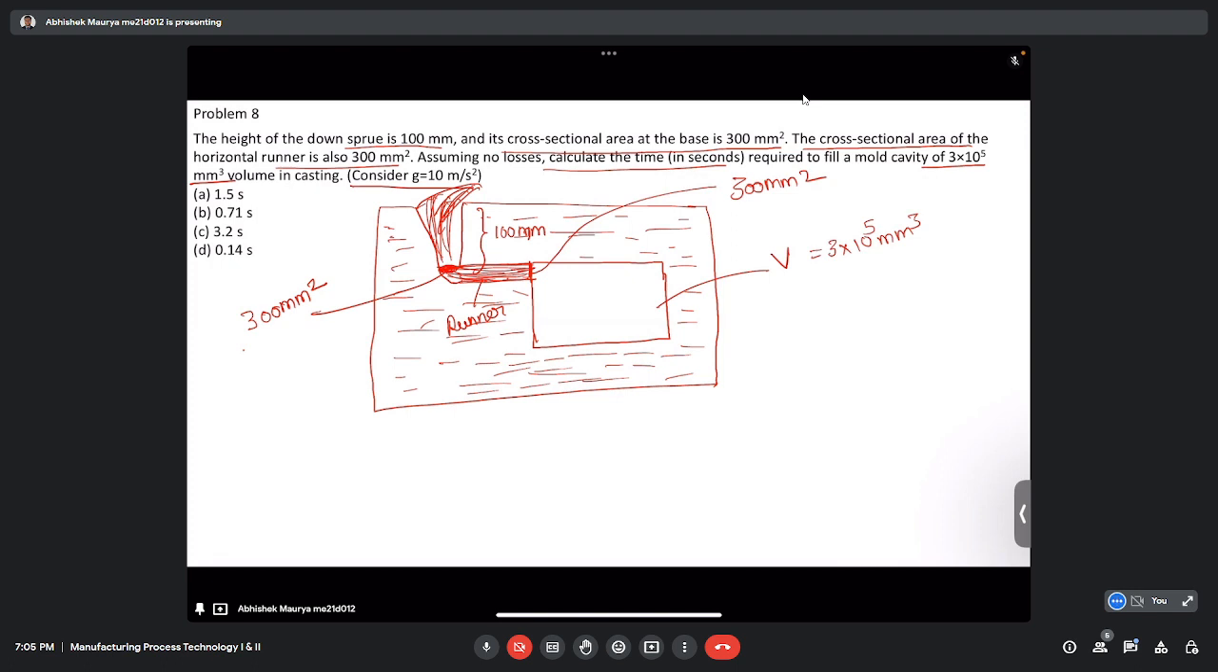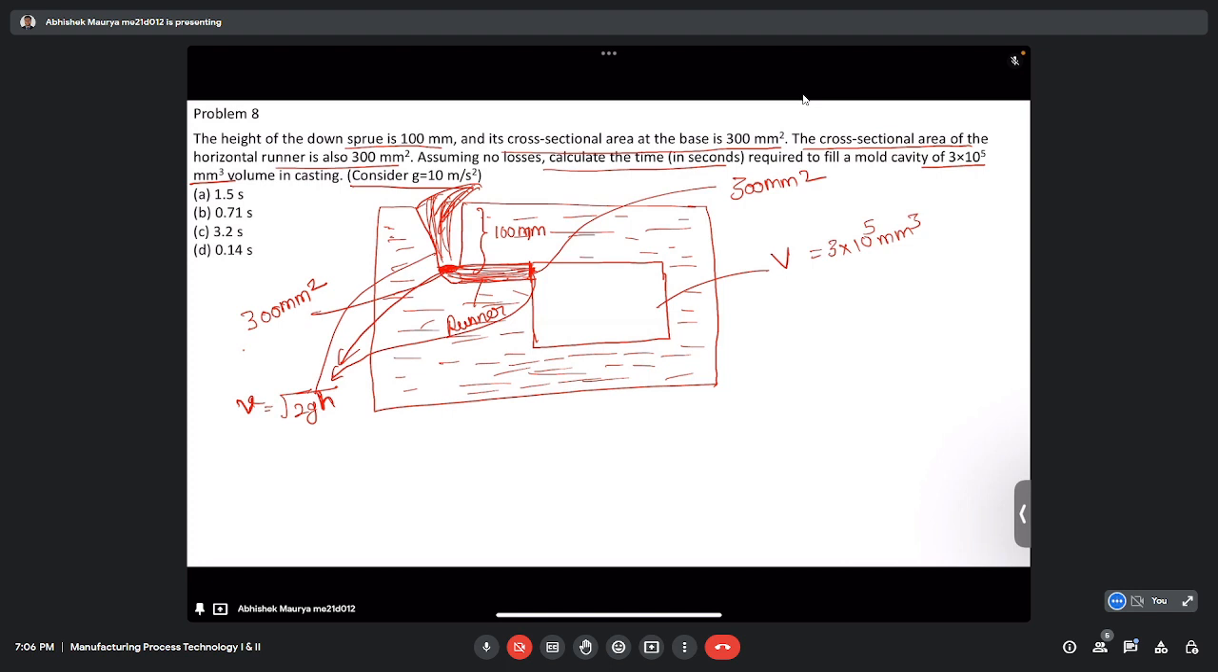And if you remember, if we try to find out the velocity of the molten metal here, then that will be given by velocity v equals root 2gh. And the same velocity will remain throughout the runner to this point also. The velocity will be the same as the velocity at this point.